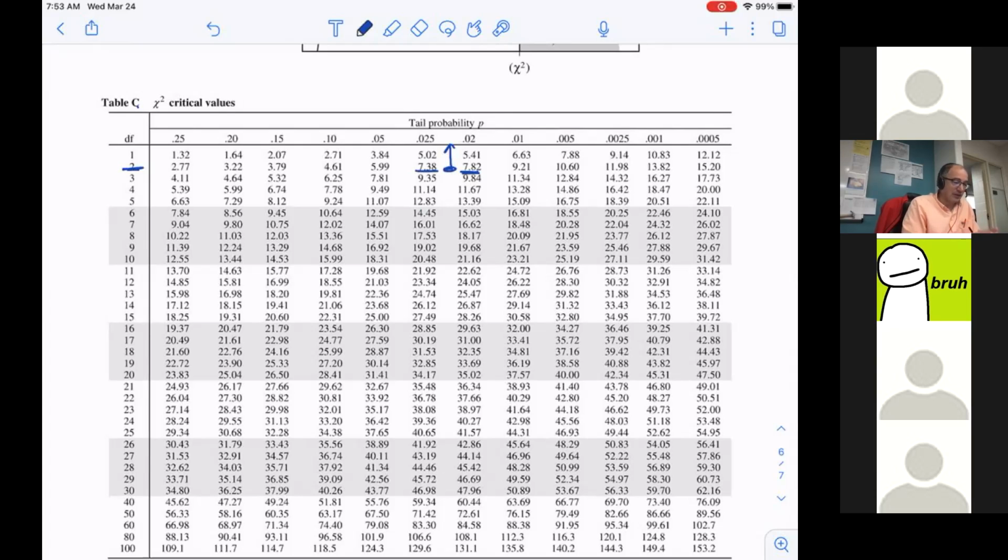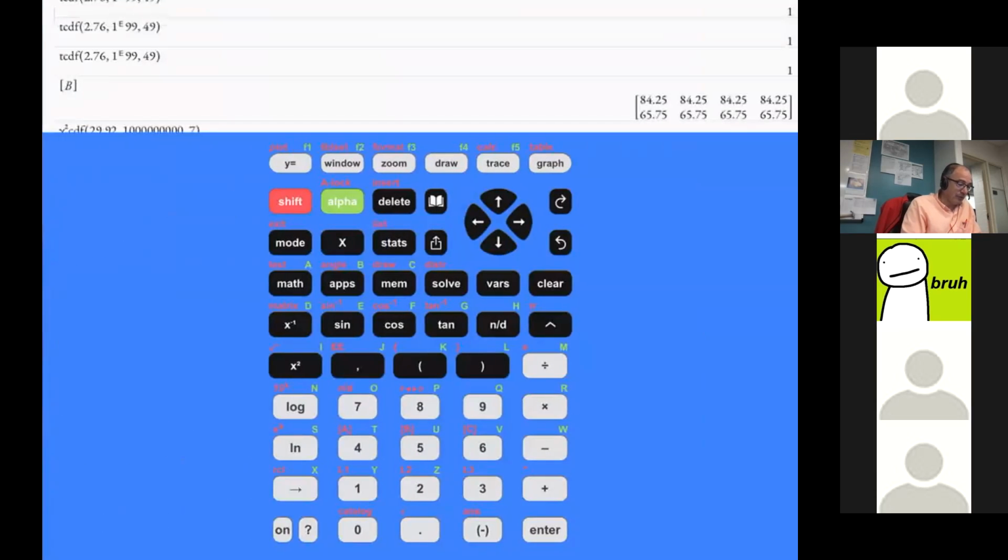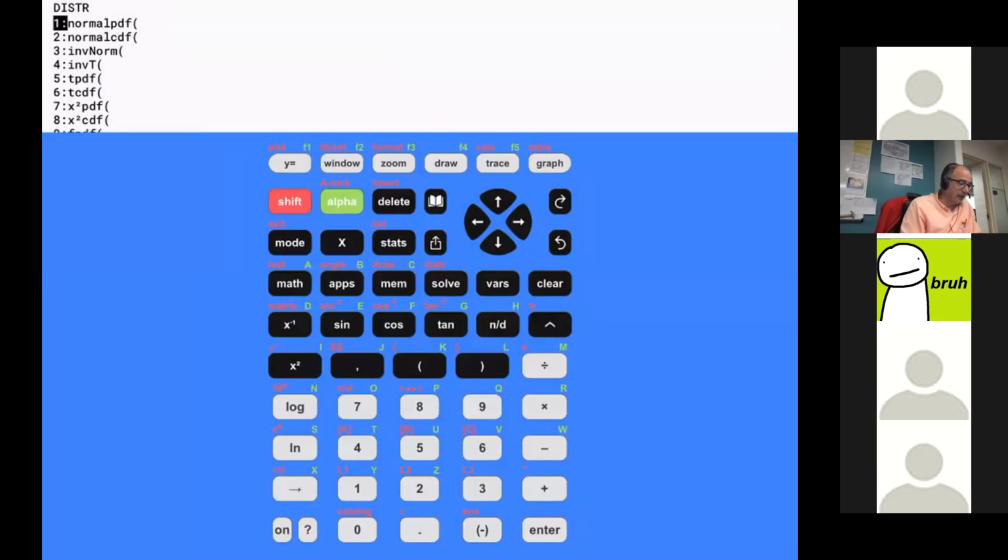Okay, which is basically all we really need that probability to do. However, I do have my calculator available to me. So let's go out to our calculator. If I hit second and go back to the distribution area where we have the normal CDF, PDF, all that fun stuff that we've been doing, if we scroll down, we see that options 7 and 8 are a chi-squared PDF and a chi-squared CDF as well.